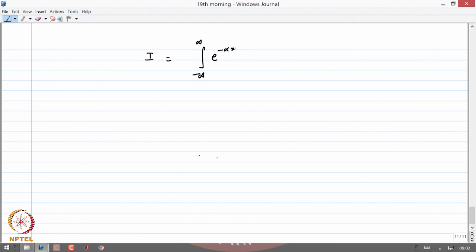Now, this integral I, which we write as the integral from minus infinity to plus infinity of e to the minus alpha x square dx, to calculate this let us do I square, namely multiply this integral by its own copy, e to the minus alpha x square dx. Since these are variables inside the integral, we have to use a different variable, namely e to the minus alpha y square dy.